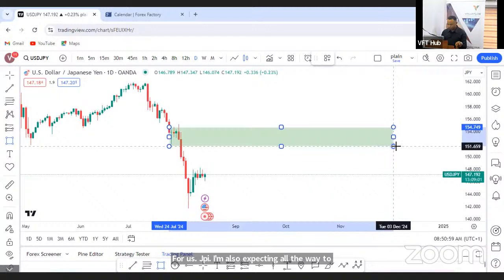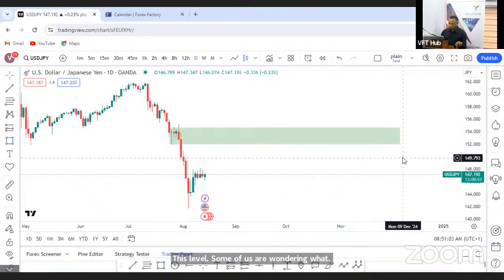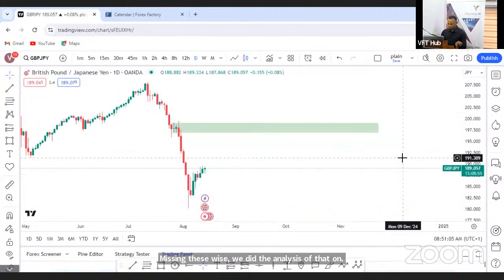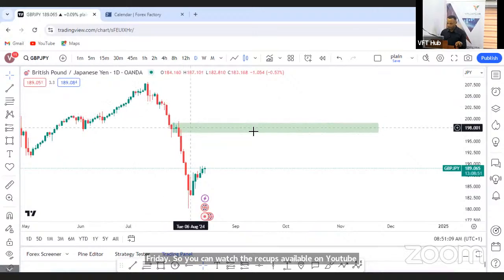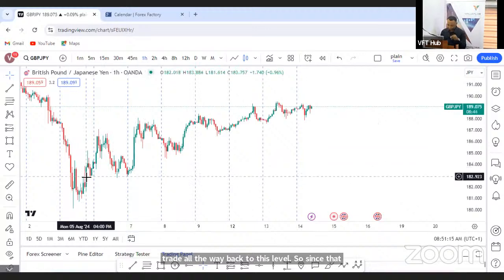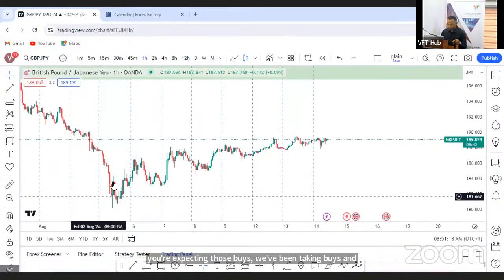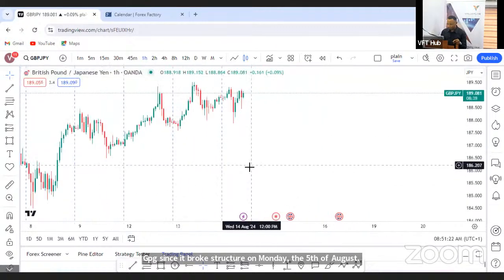Now, for some of us that are wondering what is in these buys, we did the analysis of that on Friday, so you can watch the recap. It's available on YouTube, so you can understand why we were waiting for the yen basket to trade all the way back to this level. So, seeing that we're expecting those buys, we've been taking buys on GBP JPY since it broke structure on Monday, the 5th of August. All right, so we're still looking for further buys on GBP JPY.